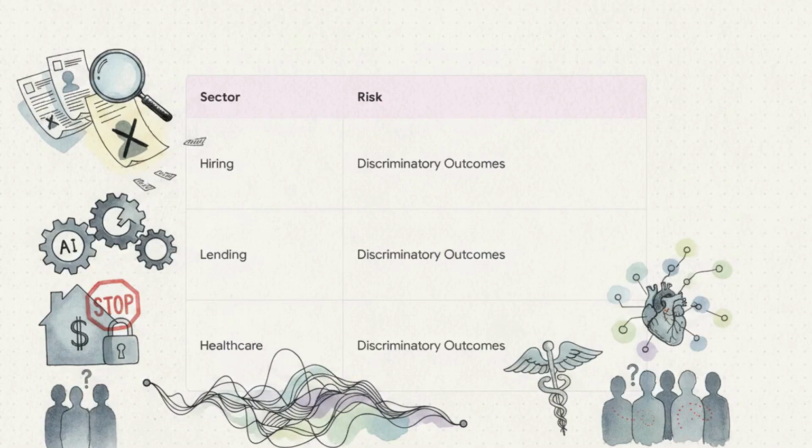The risk for all three? Discriminatory outcomes. Imagine an AI reviewing resumes that systematically filters out highly qualified female candidates just because historical hiring data in that industry heavily favored men. Or think about an algorithm that unfairly denies mortgages to specific demographics based on outdated neighborhood redlining data. In healthcare, it could literally mean diagnostic tools underestimating health risks for minority patients, leading to substandard medical care. We are talking about who gets a job, who can buy a house, and who gets treated at the hospital. This is exactly why AI bias is a deeply human problem.